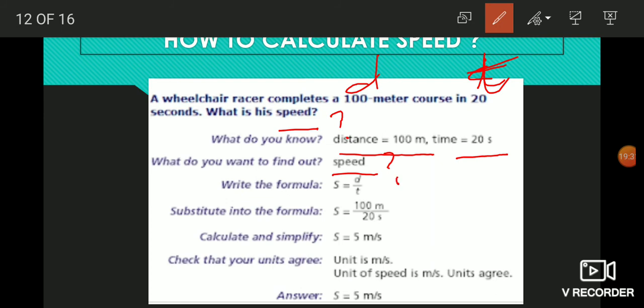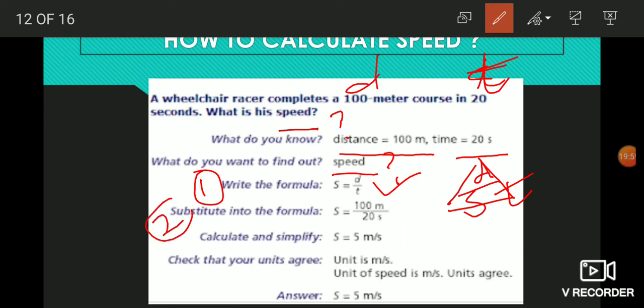What is the formula for the speed? You can just draw that diagram that we did, isn't it? We did D here and S and T here. So, here we are interested in finding speed. So, S is equal to D by T. Same thing is written here. So, this is the first step: you write the correct formula.